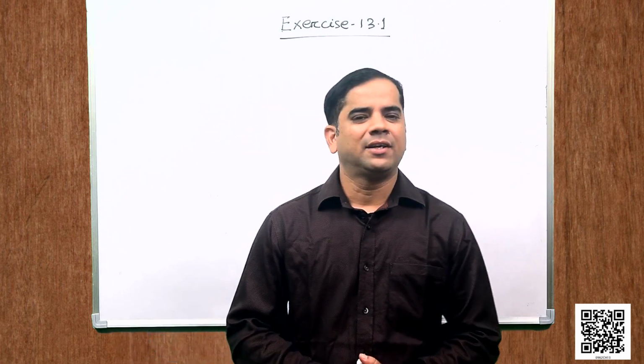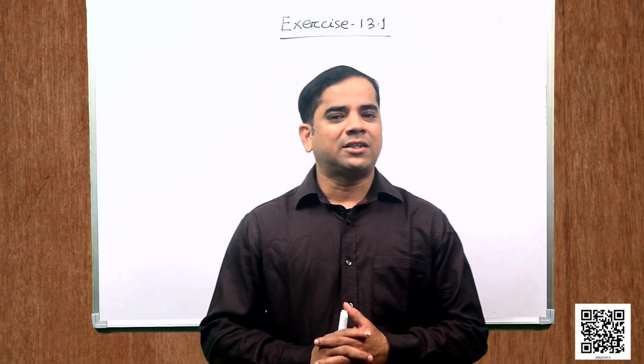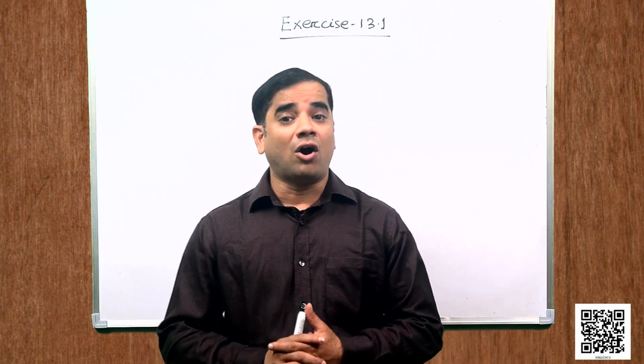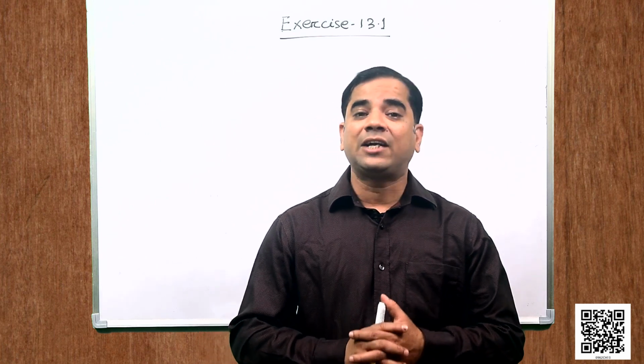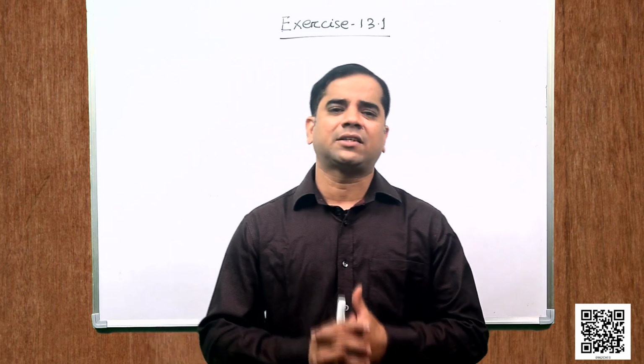Okay, students, let us now discuss question number 2. What does it say? The length, breadth and height of a room are 5 meter, 4 meter and 3 meter respectively. Find the cost of whitewashing the walls of the room and the ceiling at the rate of rupees 7.50 per meter square. So students, we need to whitewash the walls only and the ceiling. So just remember, concentrate on the surfaces that need to be covered so that you can find the actual solution. So let us discuss the solution.